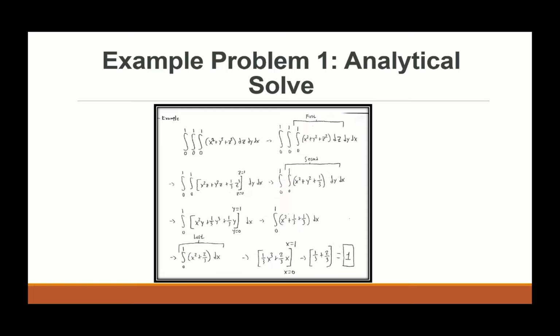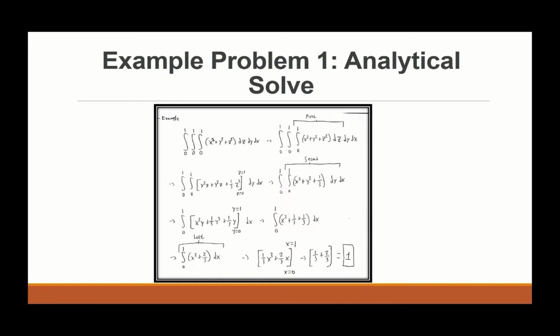So you'll have the integral from 0 to 1 of x squared plus 1/3 plus 1/3, which then goes to the integral from 0 to 1 of x squared plus 2/3 dx. Take that last integral, and you're going to have 1/3 x cubed plus 2/3 times x, from 0 to 1. Once again, 0 is useless, so you're just going to plug in 1. Then that goes to 1/3 plus 2/3, which is equal to 1. So the volume is 1.